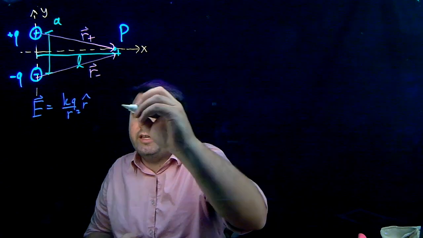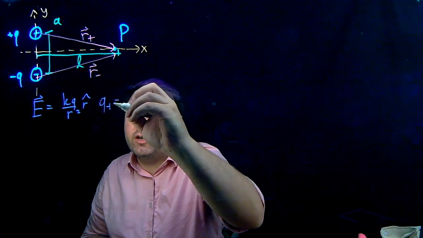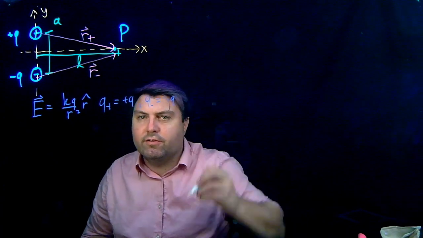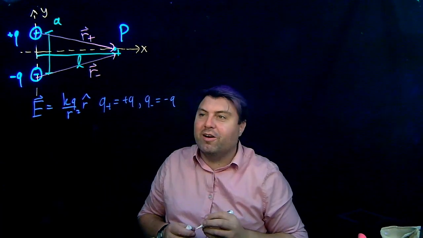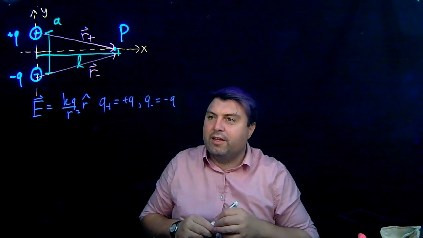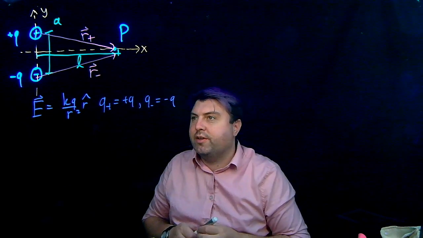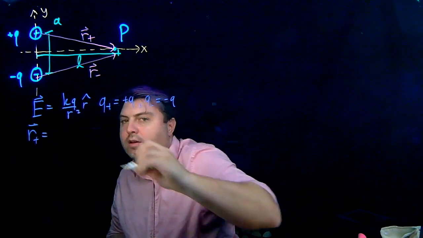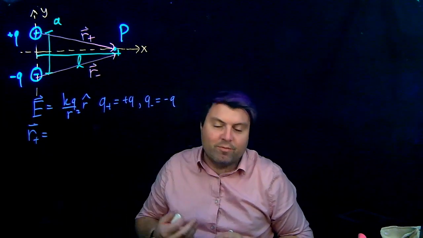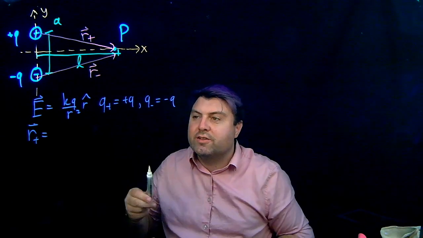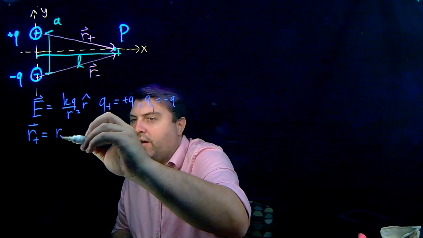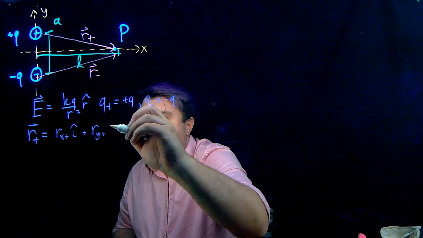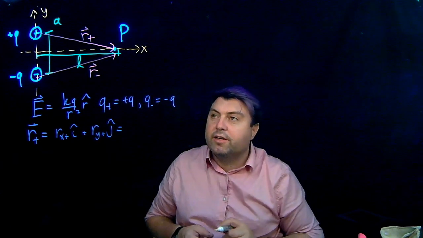Well, Q is really easy. The charge from the positive charge is going to be plus Q, and the charge from the negative charge is going to be minus Q. Already getting progress. Next, we need to find the R vectors. The R vectors that we need to find are R vector plus, and there's probably still some worry and concern about this. So we just want to find the Rx for the positive I hat plus the Ry for the positive J hat.